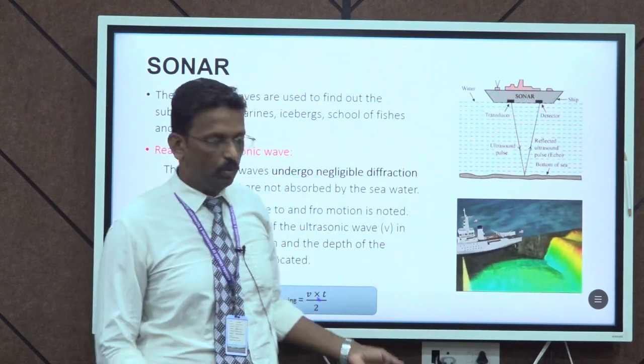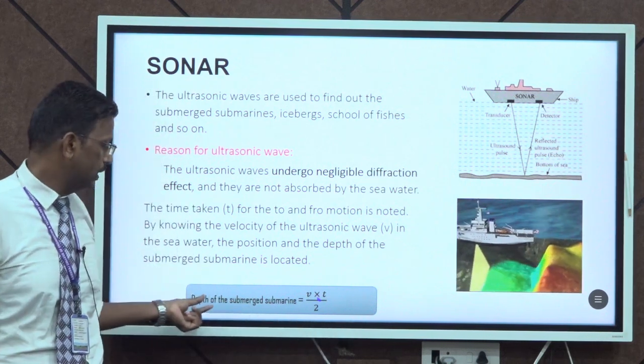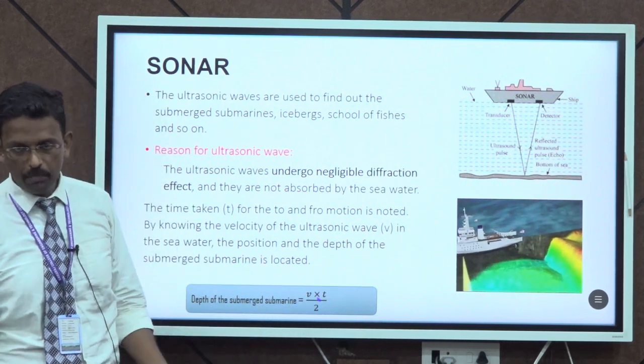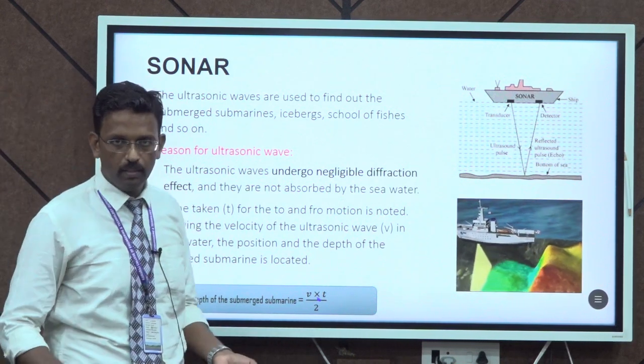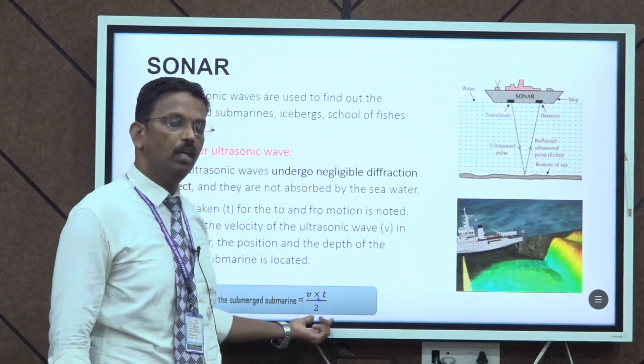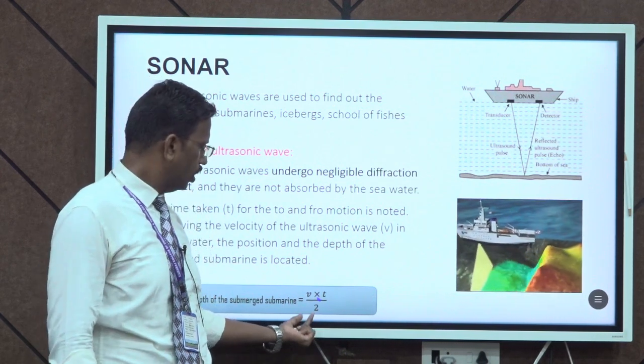When we know the V and t values, finally we get the depth of the sea, or the depth of submerged submarines, or the distance of a school of fish from the surface. That can be easily measured with the help of the formula Vt by 2.